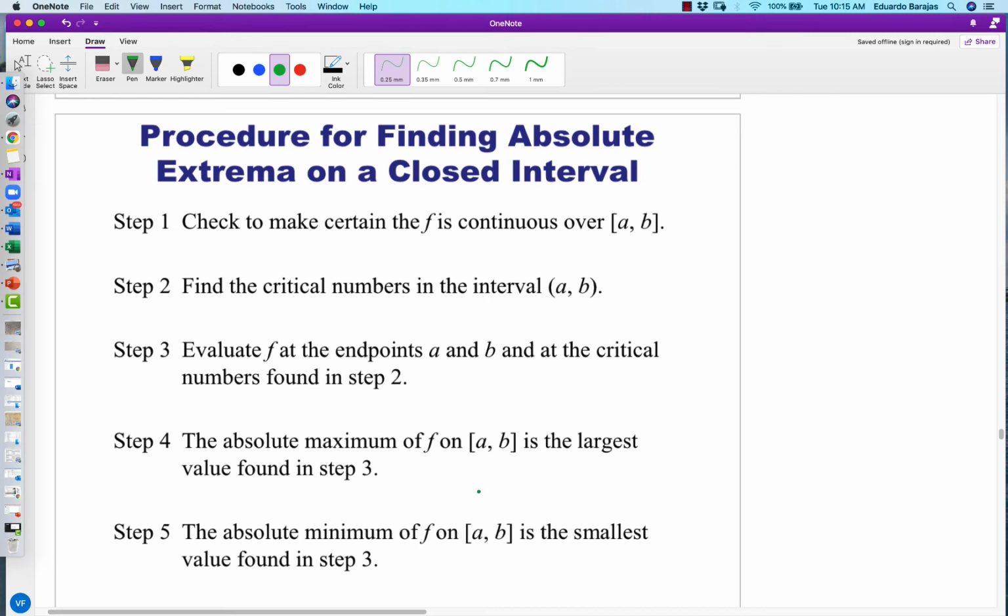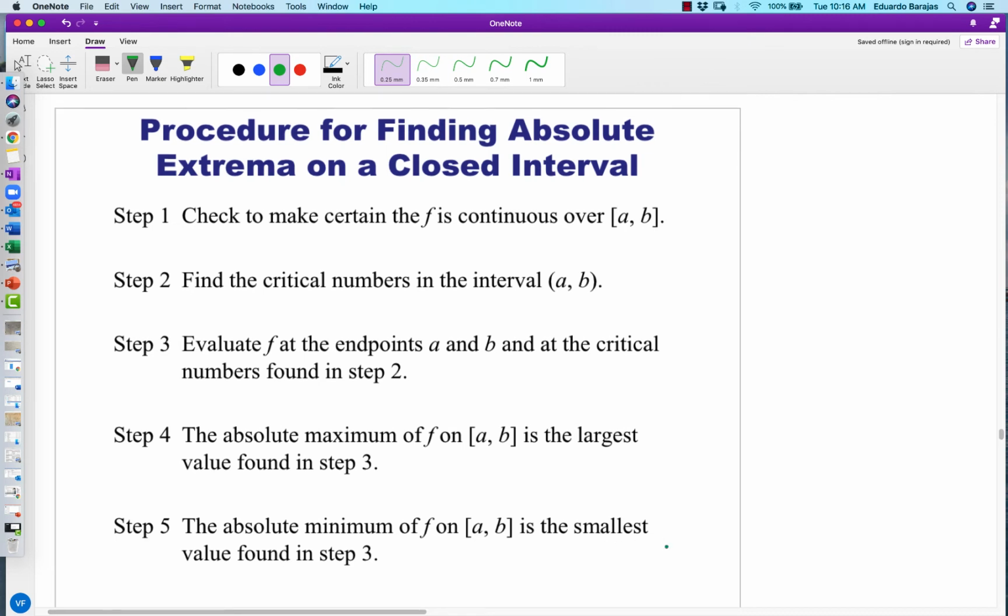Step two, find the critical numbers on the interval from a to b. Step three, evaluate f at the endpoints a and b and at the critical numbers found in step two. Step four, the absolute maximum of f on [a, b] is the largest value found in step three. Step five, the absolute minimum of f on [a, b] is the smallest value found in step three.